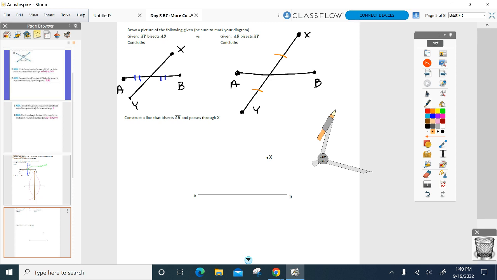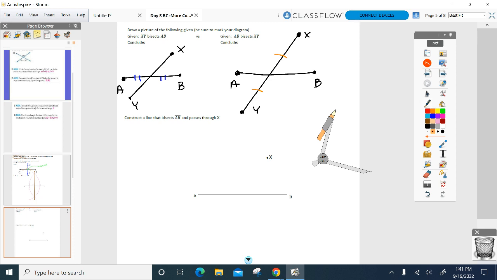All right, all good. Because now you're really going to get challenged. Read the directions on the next one. Construct, so let's grab the compass, a line that does what? Okay, so it's got to cut AB in half, but there's also another condition. That line's got to go through X.